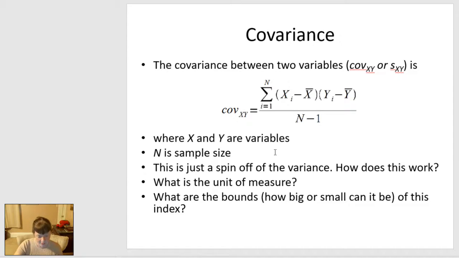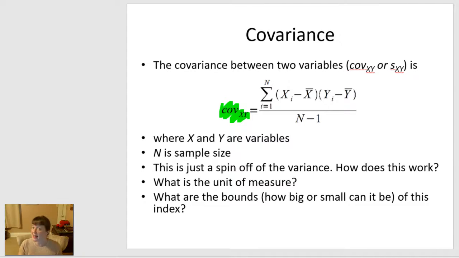After I get all those multiplications, I'm going to add all those up, and then I'm going to divide by n minus 1. And the symbol for covariation can either be cov xy as the subscript, or it can be s sub xy. I prefer cov sub xy because then it's really straightforward and simple. I just know cov sub xy is the covariance. It's right there in the name.